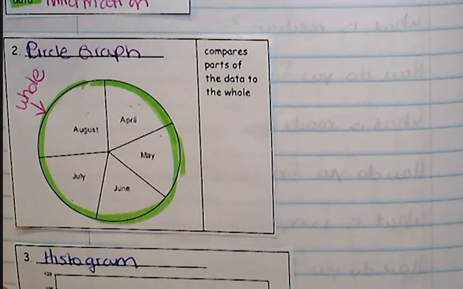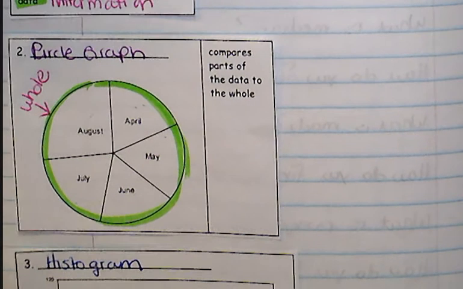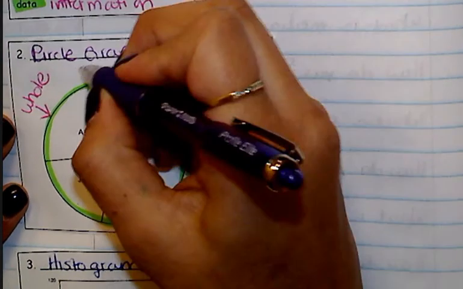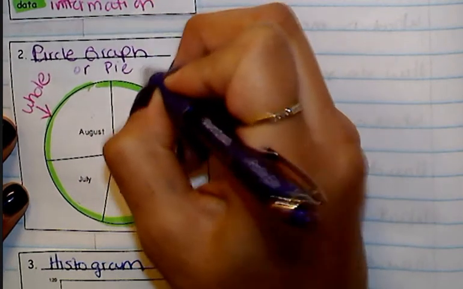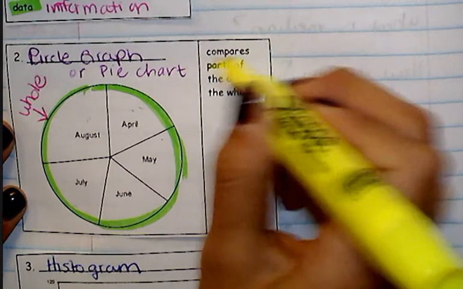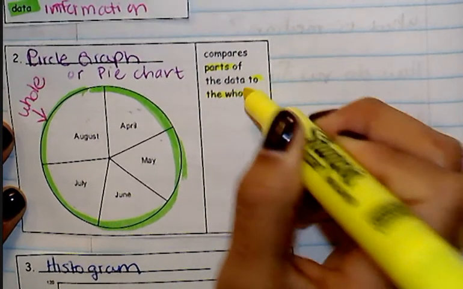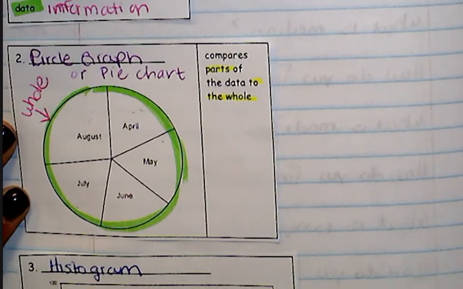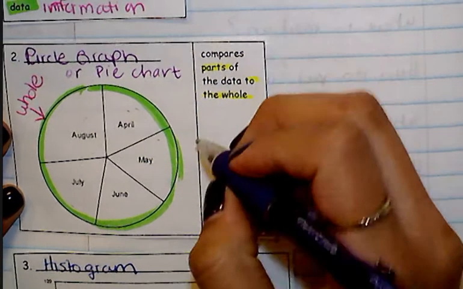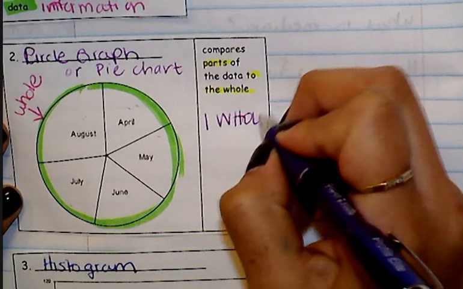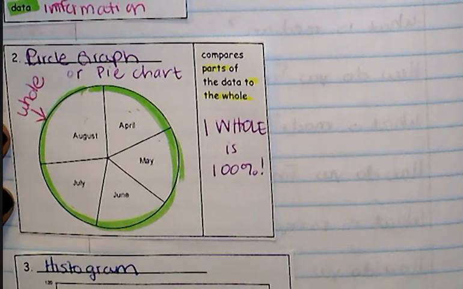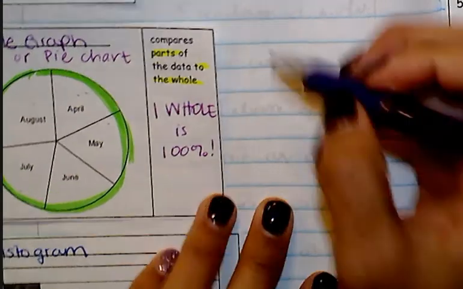So the first one we're gonna talk about is your circle graph, or sometimes you hear it called the pie chart, and that compares parts of the data to the whole, part to whole. So fractions are really good. And one whole is 100%. So a half a pie would be 50%.